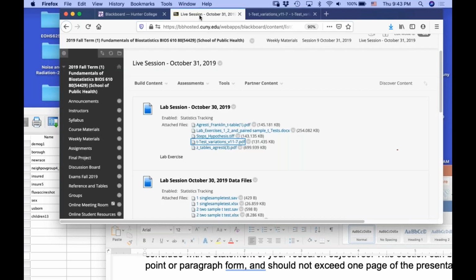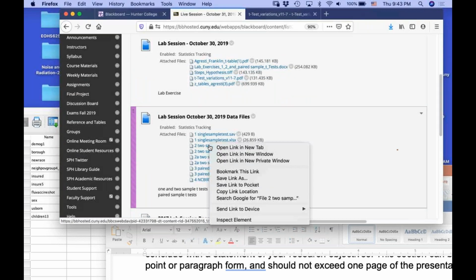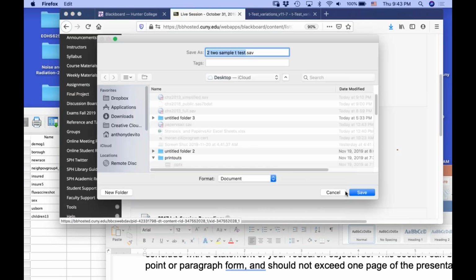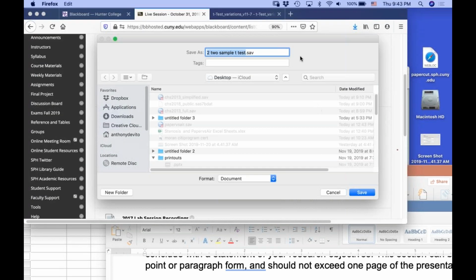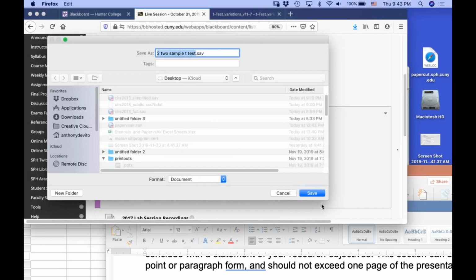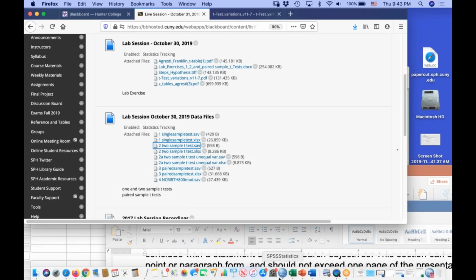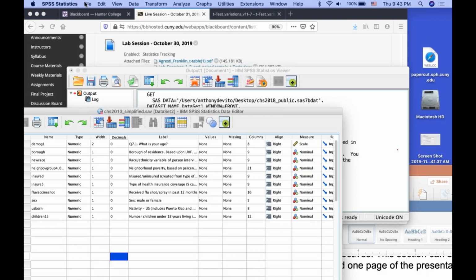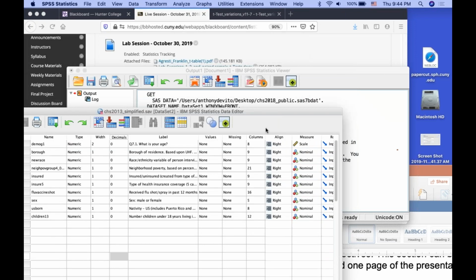When SPSS analyzes a data file, I'm going to grab one here, 2 sample t-test. Save link. I'm going to drop this up here. I'm going to say OK. I don't think I said OK. I think I clicked something else. Desktop. I'm going to say save. Good. Okay, and then go to SPSS again. I'm going to open that file. Open. Data. And I'm going to go over here and say, okay, where did I put it? 2 samples. Okay, I'm going to open that up.